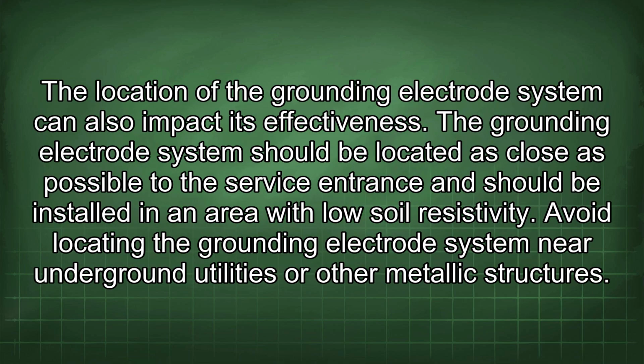The location of the grounding electrode system can also impact its effectiveness. The grounding electrode system should be located as close as possible to the service entrance and should be installed in an area with low soil resistivity. Avoid locating the grounding electrode system near underground utilities or other metallic structures.